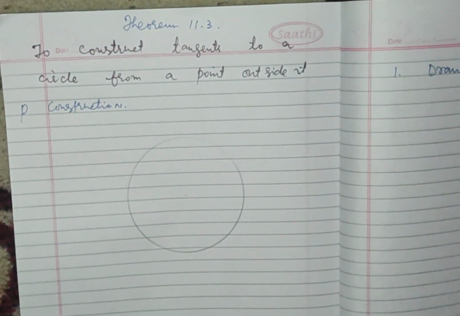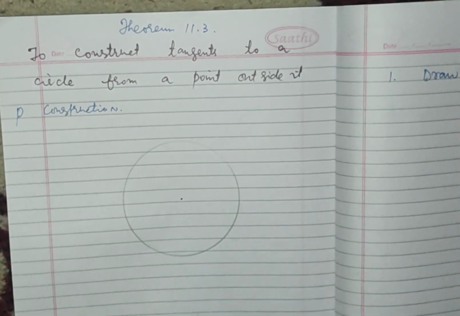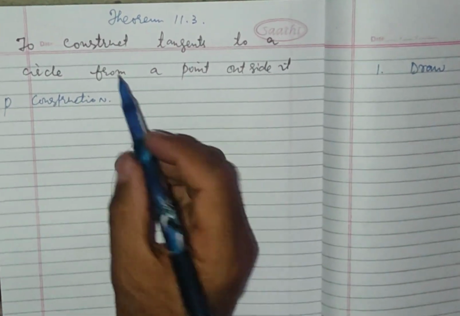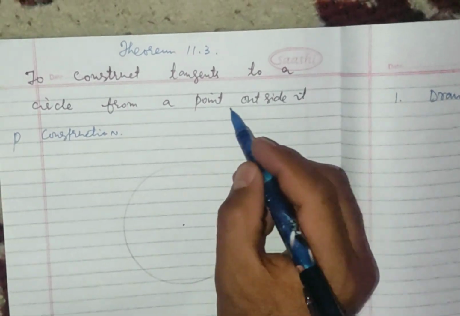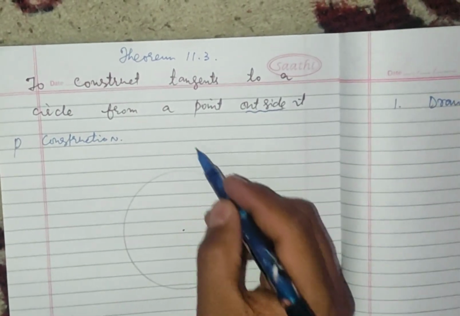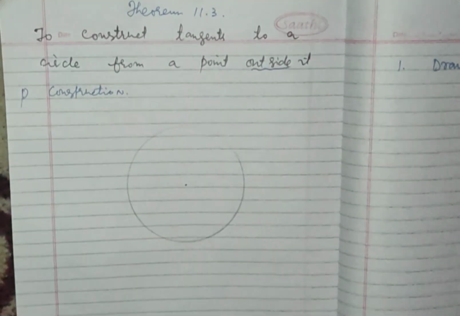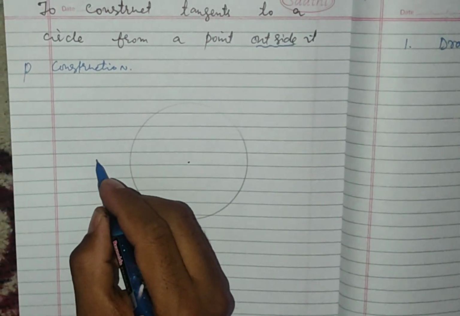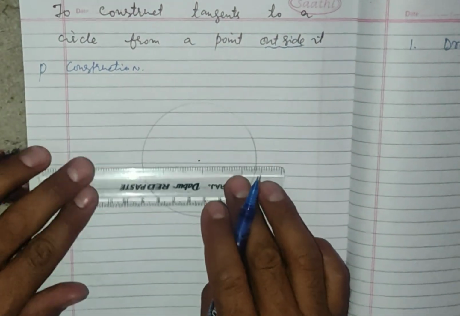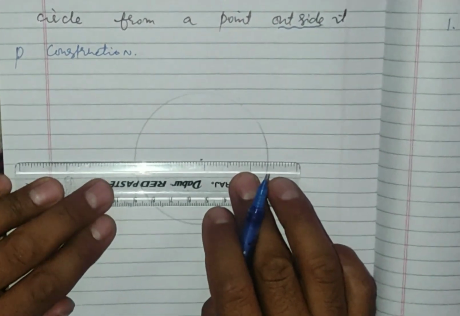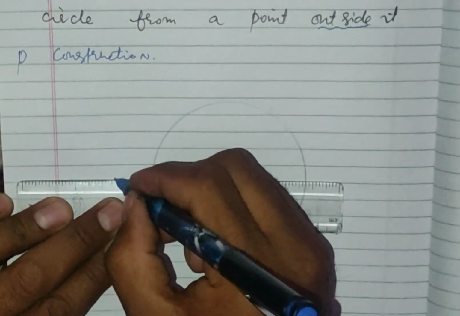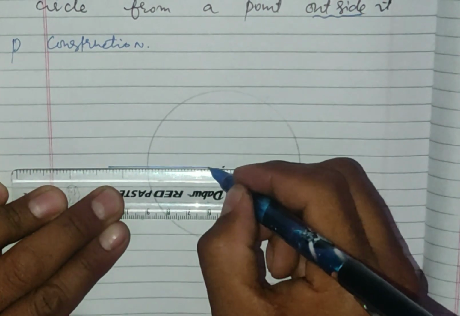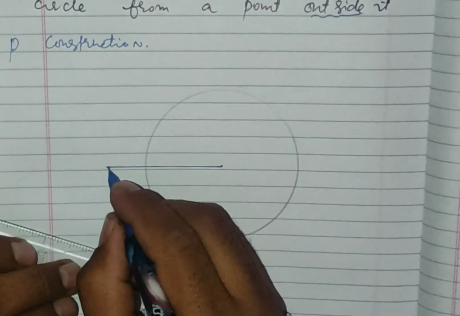Okay, this point is the center of the circle, and the question is telling us that we have to take a point outside the circle. So it will be here, here, here, or here, at any position but outside the circle. So we will take a point P here outside the circle. For example, this is point P.